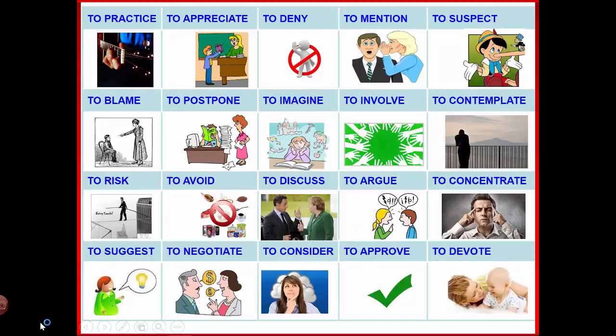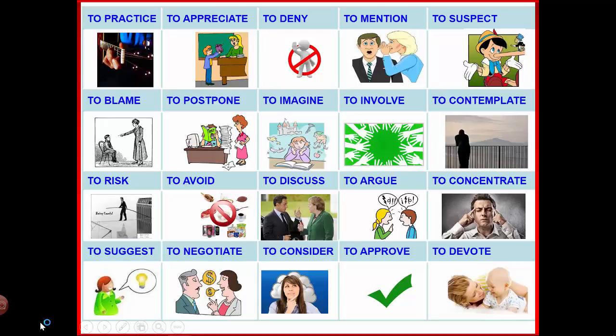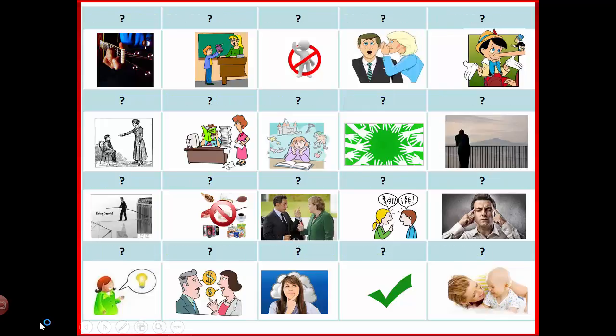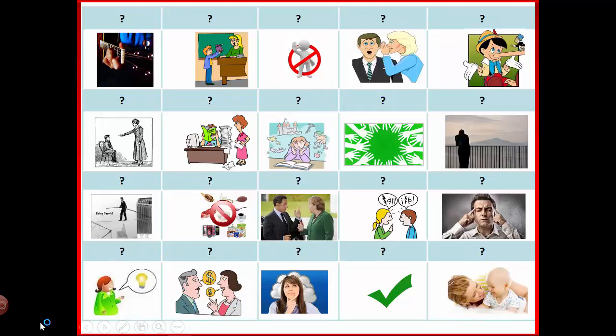Again, to practice. To blame. To risk. To suggest. Okay, what? To practice what? To blame what? To risk what? To suggest. To appreciate. To postpone. To avoid. To negotiate. Again, what? To appreciate. Postpone what? To avoid what? To negotiate. To deny. To imagine. To discuss. To consider.